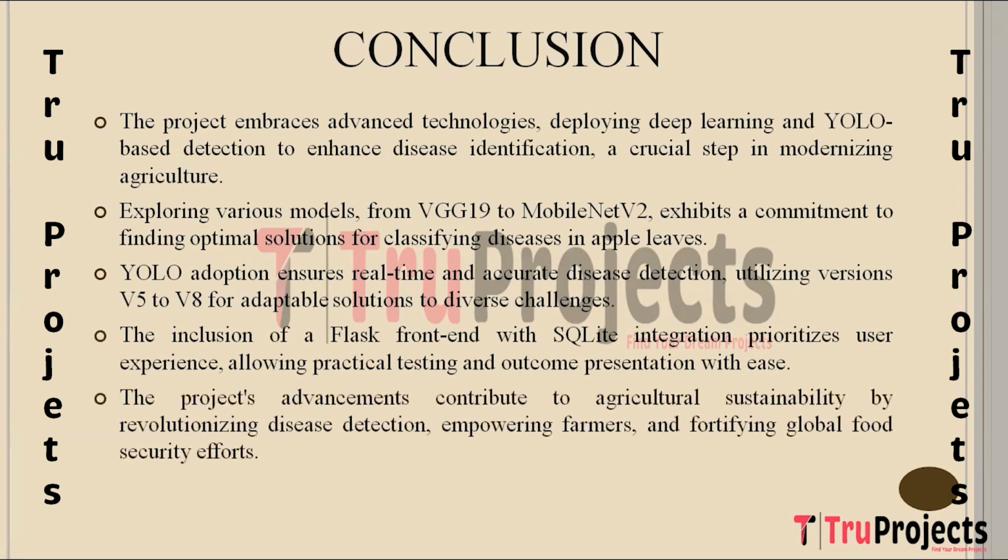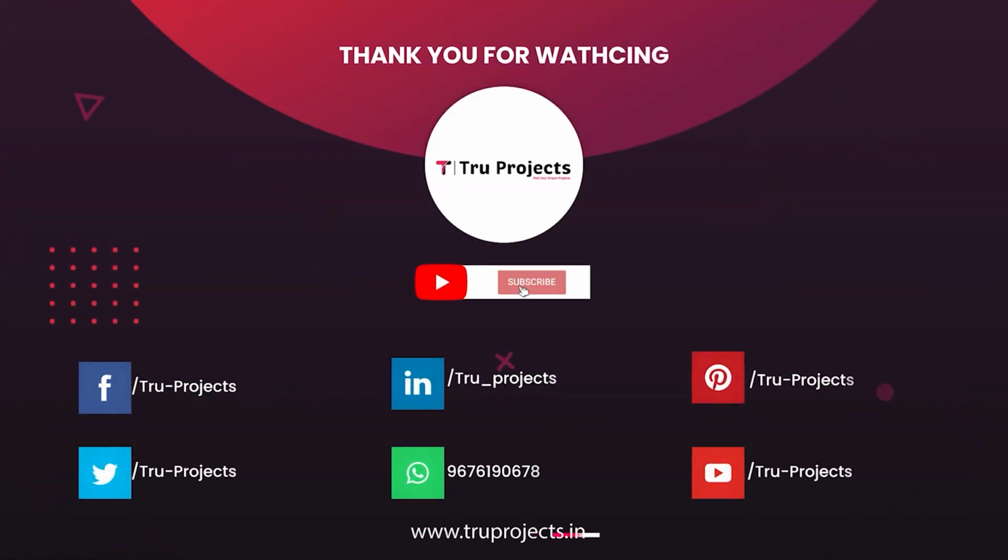So, the project contributes to the broader goal of agriculture sustainability by revolutionizing disease detection in apple plants. The accuracy and efficiency achieved through advanced models benefit farmers, fostering increased yields, informed decision making, and ultimately enhancing global food security.